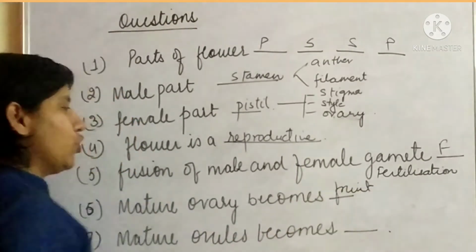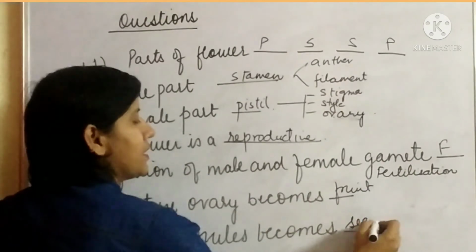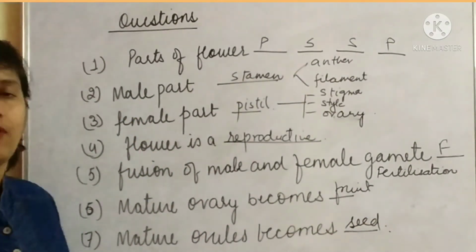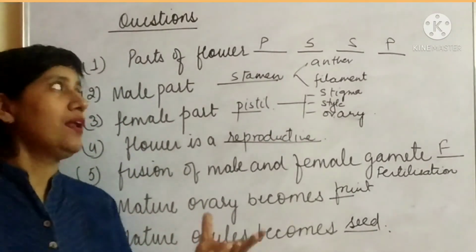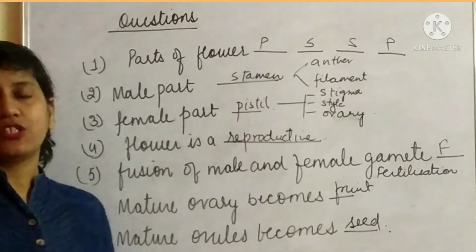Okay, next. The mature ovary becomes fruit. When the ovary matures, it becomes a fruit. When the ovules mature, they become seed. So I hope it is clear to you what is a flower, what is the structure of a flower, what are the main parts of the flower, and what is the mechanism or how the fertilization takes place.